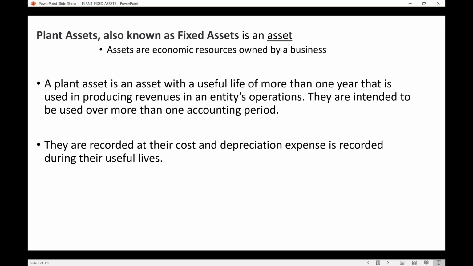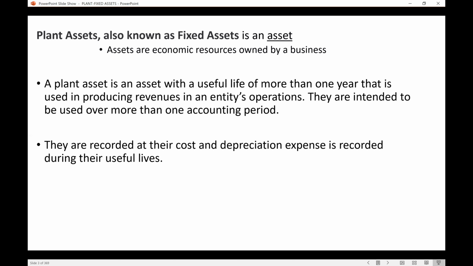So a plant asset is the type of asset that is used in the operations of the business, in producing revenue. And because it's used in operations, it has a useful life of more than 1 year. So it extends beyond different accounting periods. Remember, you'll do financial statements for each accounting period. What you're seeing is that your plant assets, your fixed assets, you'll be seeing them across your financial year, your accounting year.